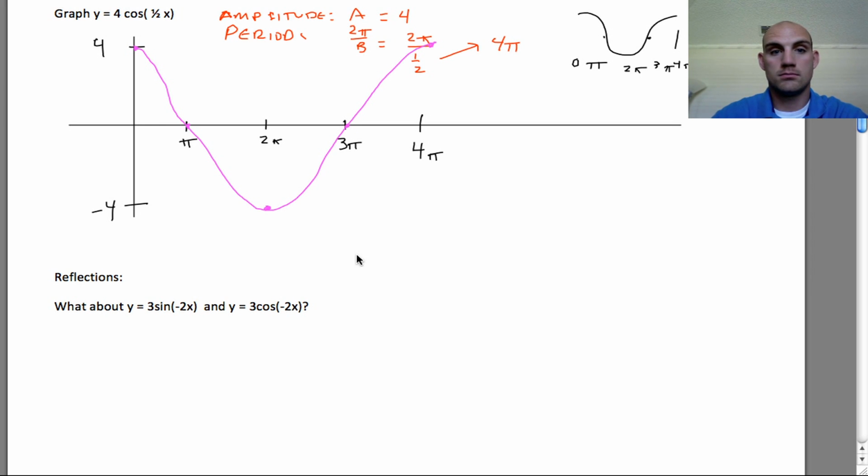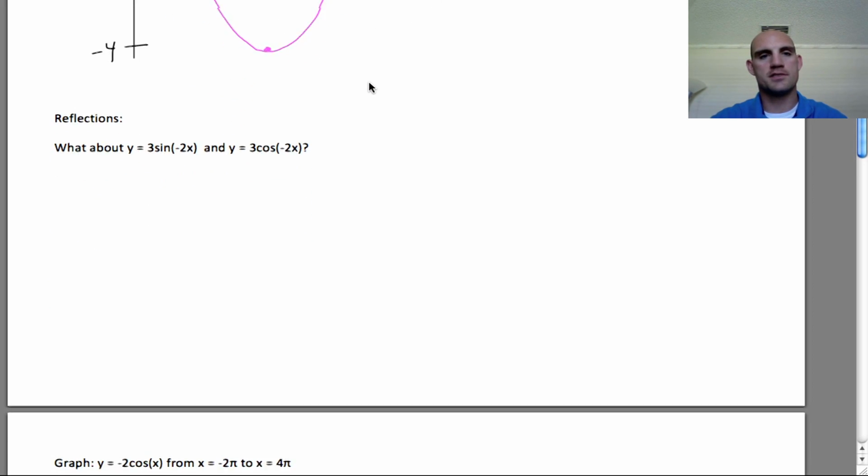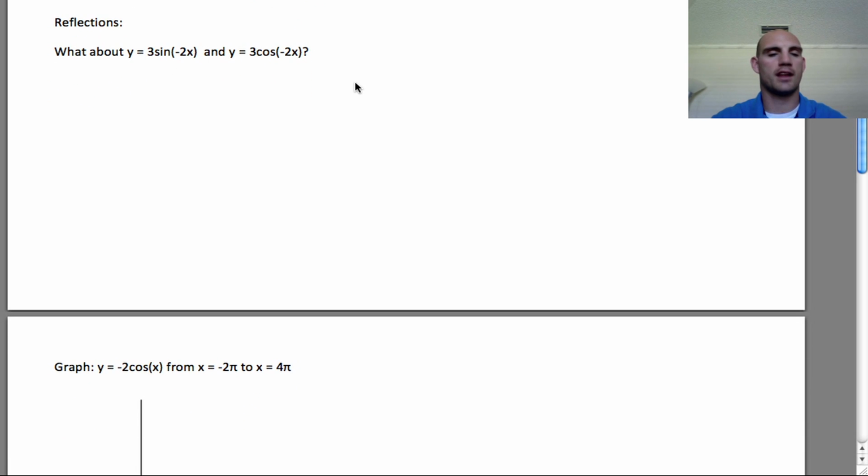That's it. I plot out my 5 points: my max, my 0, my min, my 0, and my max. Guys, we're just adjusting what we've already done here. Okay? And so the next part, and this is part of the extension part, we're going to talk about reflections.